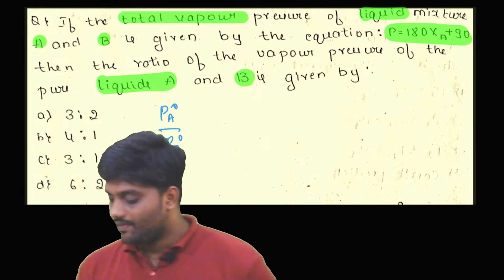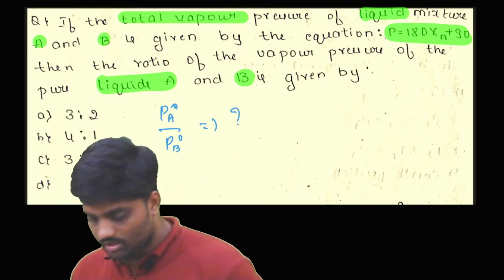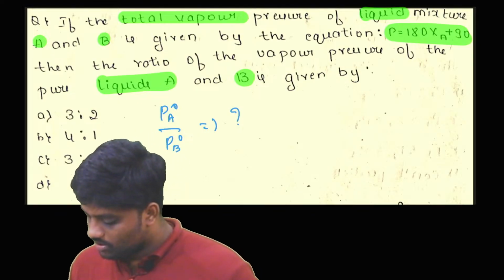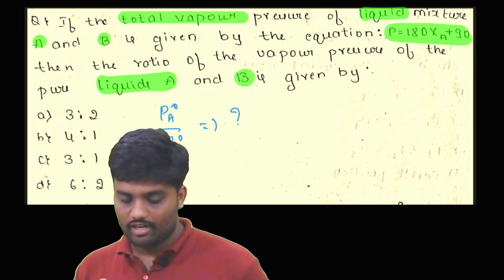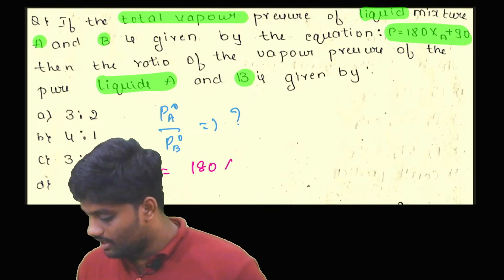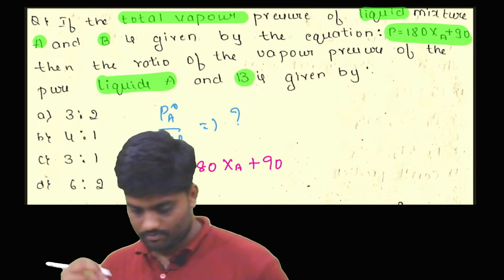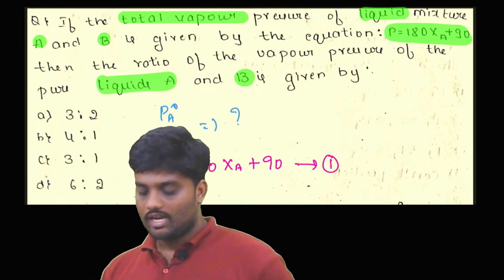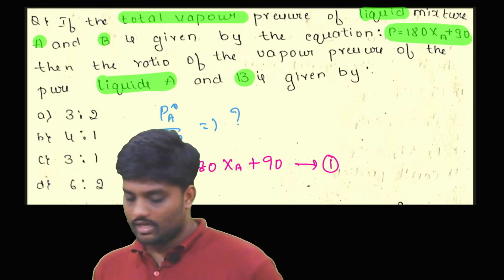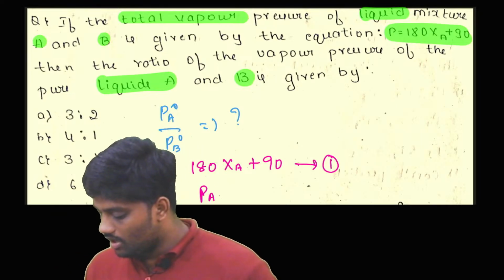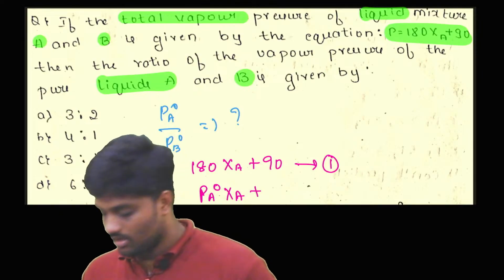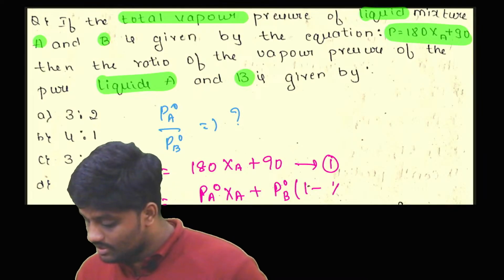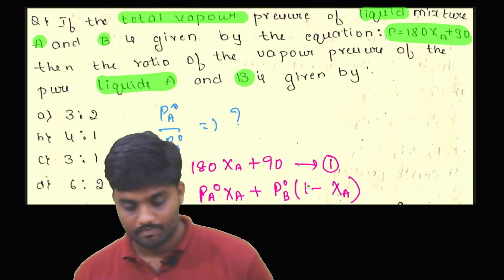Okay, this is what they are asking. See here, the total pressure of A and B is given by 180 psi A plus 90. Equation number 1, you see this. Sir, I know the total pressure, that is equal to PA naught psi A plus PB naught into 1 minus psi A, right?